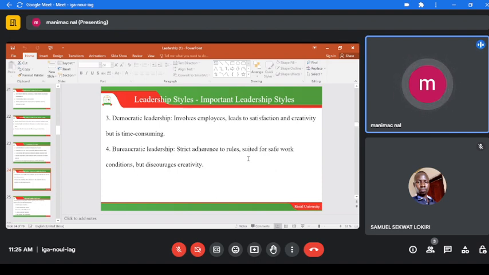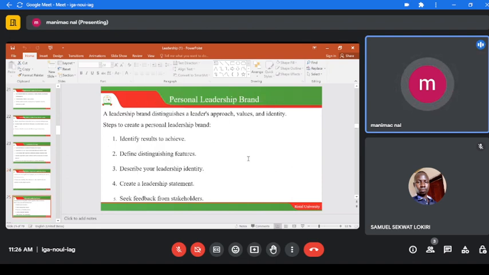Bureaucratic leadership is another strategy which is strict in terms of adherence to rules. It emphasizes that employees need to follow the rules strictly, and it is suited for a safe work environment, but it disregards creativity. If they are to put on face masks or do certain activities, they need to adhere to that such that it is safe for them in working conditions, but it discourages creativity.